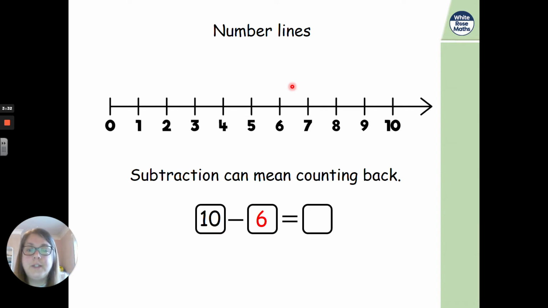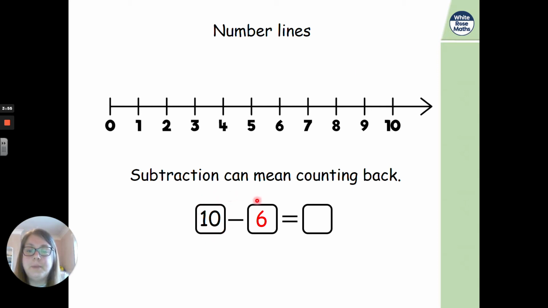So let's do 10 take away 6. So if you want to, see if you can have a go, pause the video. If not, just keep playing it and I'll show you what to do if you're still a little bit unsure. But pause the video if you want to have a go. 10 take away 6. So what number are we going to start at? Yeah, we're going to start at number 10, aren't we? Because our subtraction sentence says 10.